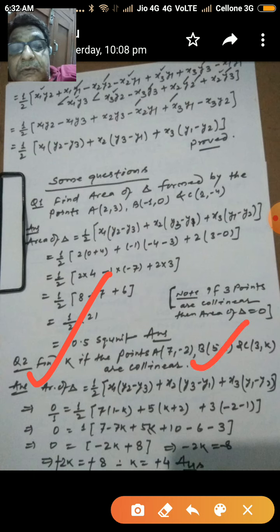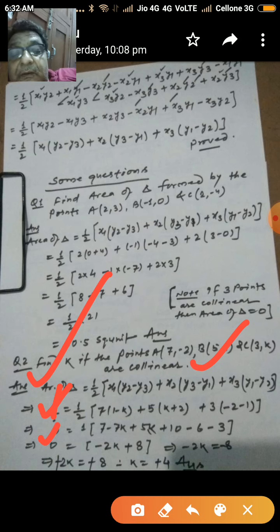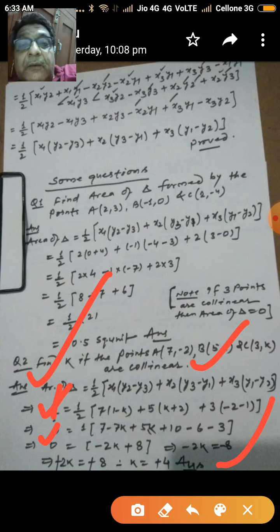Here it is told that the points are collinear. We don't have to check whether they are collinear or not, since it is already said that the points are collinear. So we will write the same formula for area of triangle, and in place of area of triangle we put 0, because the points are collinear. So putting 0 and getting all the values in the RHS, on simplifying we get k equal to 4. So in this way we can get the value of an unknown quantity, that is, an unknown coordinate.